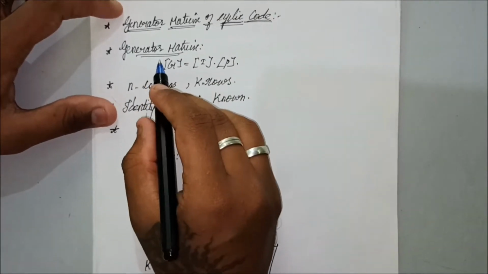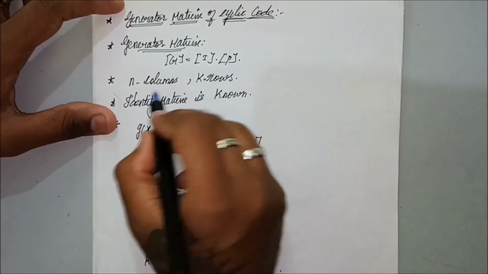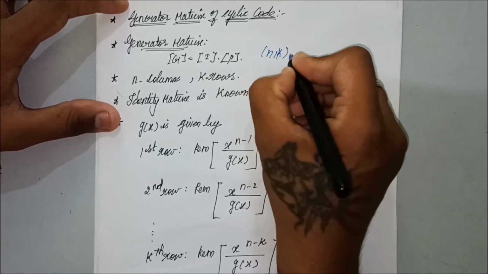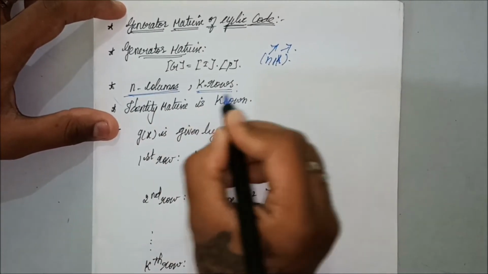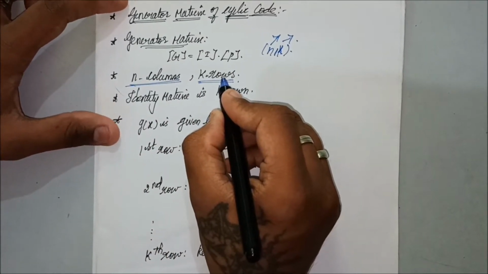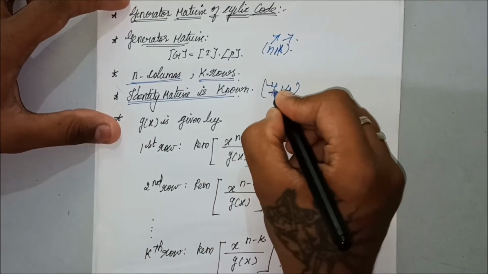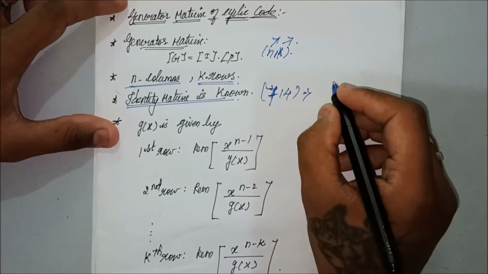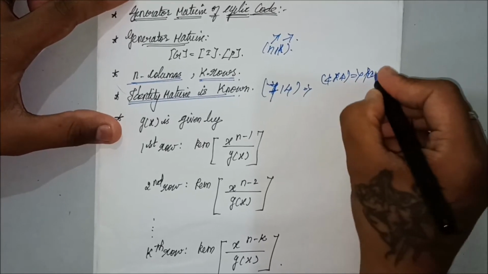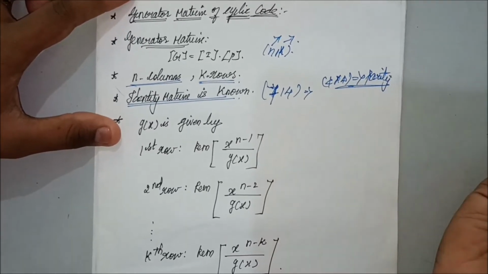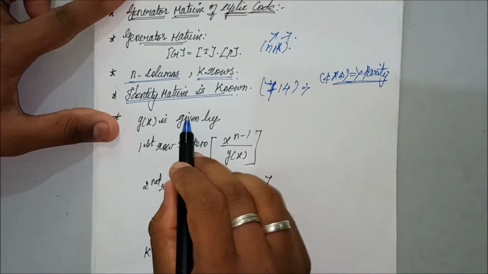The generator matrix, G matrix, is equal to I matrix into P matrix. It is represented as n comma k, so n is the columns and k is the rows, as I have represented over here. For a 7 comma 4 code, the identity matrix will be 4 cross 4, and the rest will be the parity matrix. I will explain this when I solve the numericals, so don't get confused; this is just for your understanding.